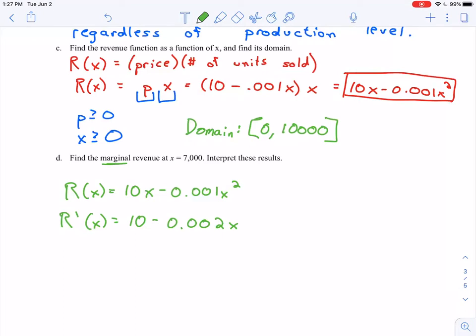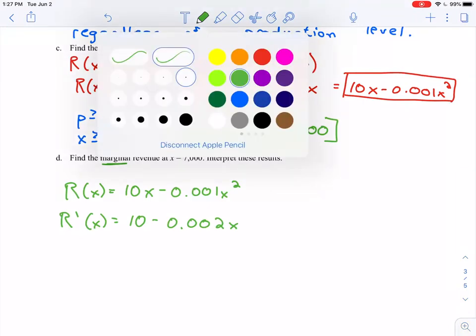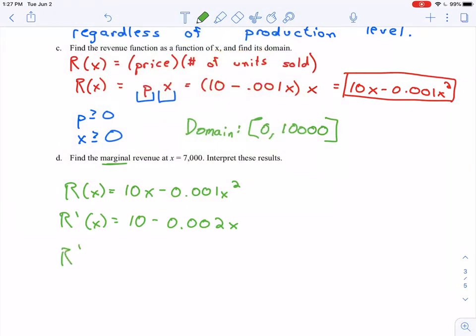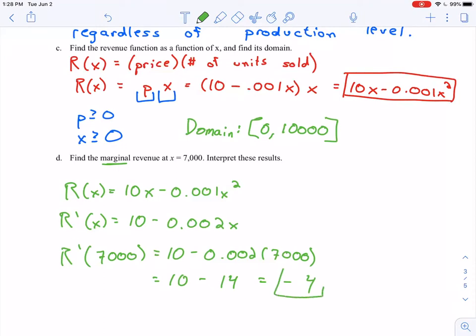I want to take 7,000 and plug this in for x. So let's see. r prime of 7,000: 10 minus 0.002 times 7,000. So I have 10 minus, here I should have 14,000. Oops, no, excuse me, just 14. 10 minus 14 gives me a negative 4. So now I've found the marginal revenue. Here's part of my answer. My marginal revenue is negative 4.